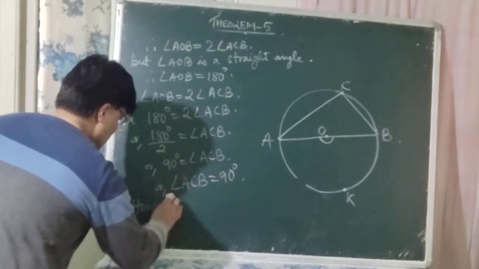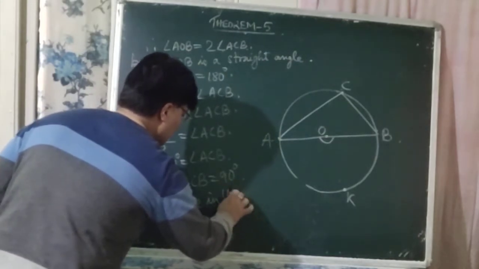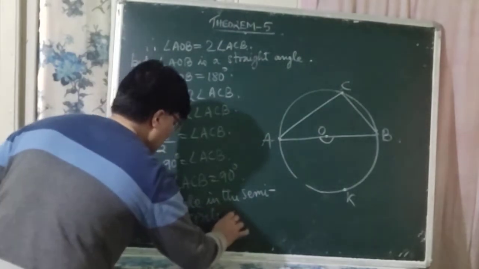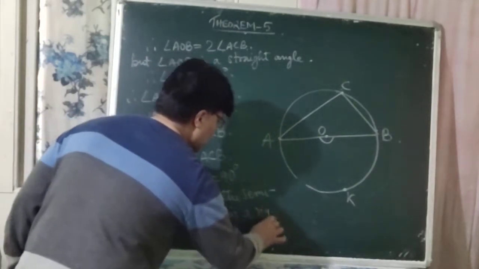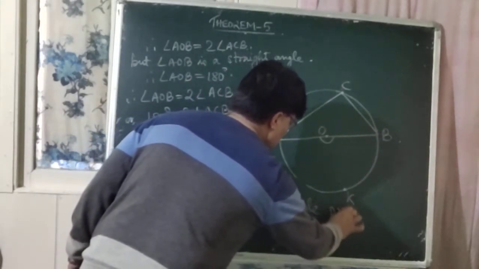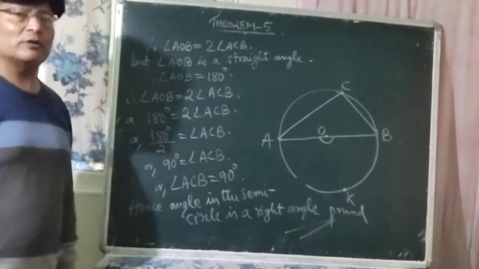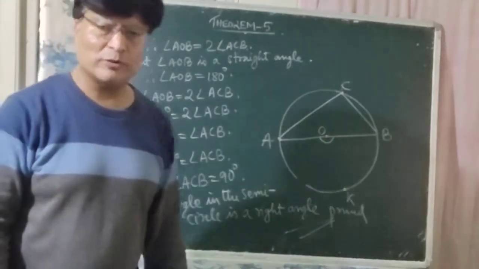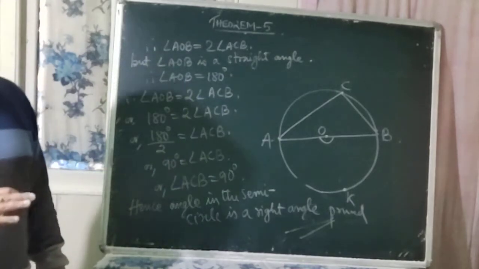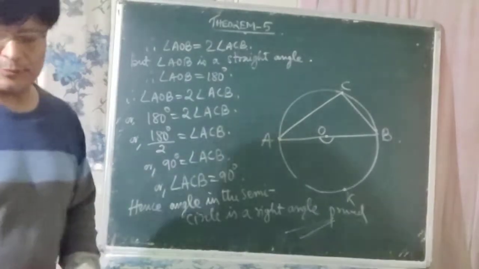Hence, angle in the semicircle is a right angle, 90 degrees. So it is proved. I think you have understood it. So revise all the theorems that we did today, that is theorem 3, theorem 4 and theorem 5. Okay, so this much is for today. In the next class we will do more theorems, right? So this much is for today.